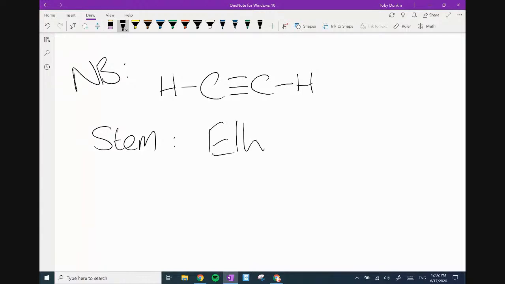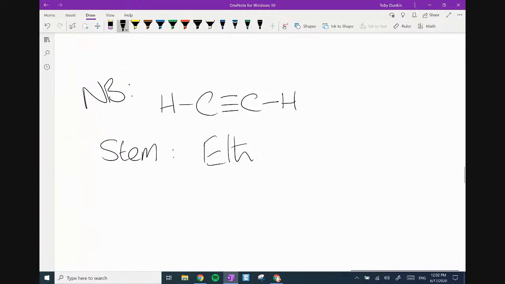Now, isn't that cool? You guys have never seen this family before, but you're already able to build the name. How cool is IUPAC? These guys are geniuses. Now, if you have a triple bond, that carbon-carbon triple bond is an yne. Yne, yne, and yne.